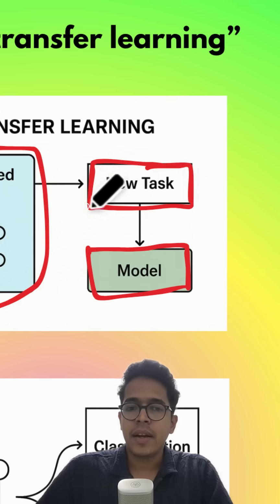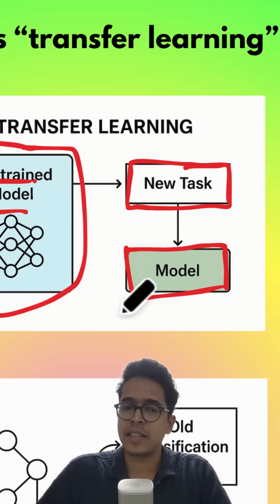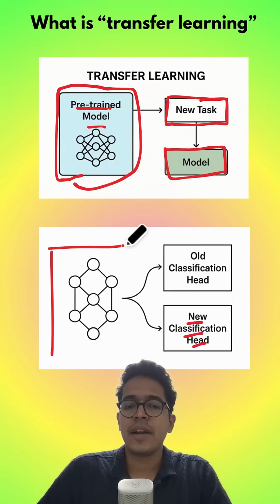So in transfer learning, let's say you now want to do a 5-class classification, whereas your original pre-trained model was trained for 1000-class classification. Then what do you do? You have to define a new classification head. So the rest of your architecture will remain the same.